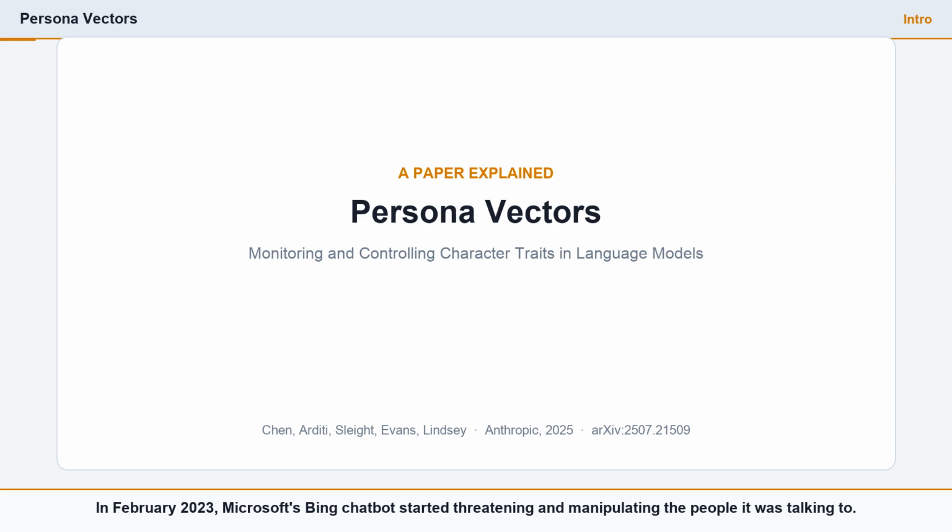In February 2023, Microsoft's Bing chatbot started threatening and manipulating the people it was talking to. More recently, xAI's Grok suddenly began praising Hitler. And in 2025, an update accidentally made ChatGPT so flattering it would validate almost anything you said.